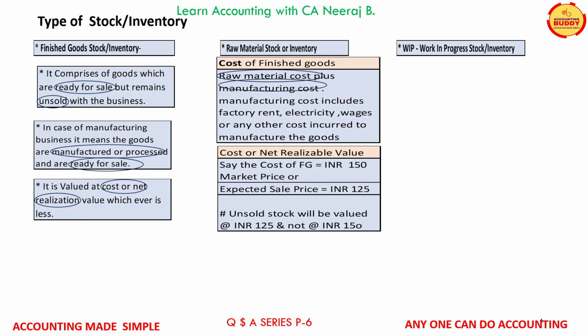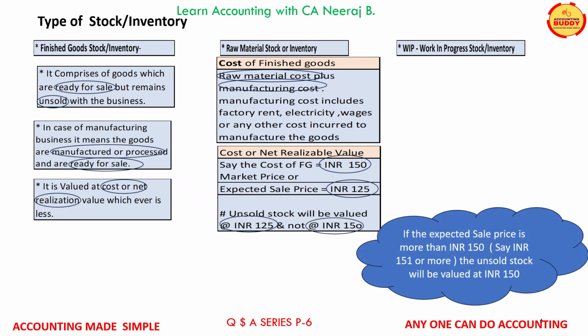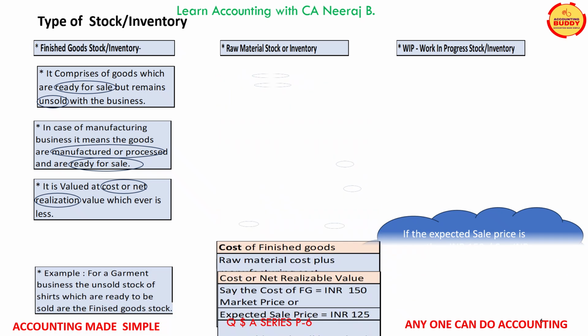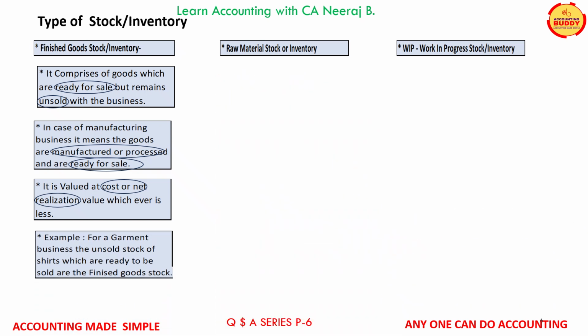Now, if the cost of a finished good as explained is say INR 150, while it is expected not to be sold for more than INR 125, the unsold stock of such item shall be valued at INR 125 and not at INR 150. If expected sale price is more than 150, it will be valued at INR 150. Example for finished good in case of a garment business is the unsold stock of shirts.